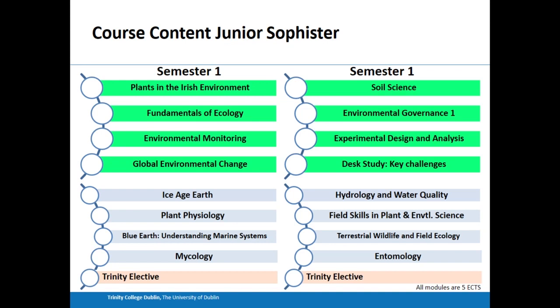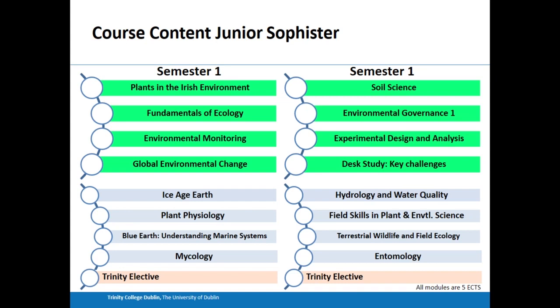I'm not going to talk through all of these modules in detail because you can find the information in the handbook, but what's important to stress is that we cover a range of different topics here, looking at the environmental systems that you will find here in Ireland. The course starts with the Plants in an Irish Environment module, which is a residential field course where we bring the environmental science students together with the botany students on a residential field course to explore some of the environments and the issues surrounding them in Ireland. So we'll look at peat bogs and native woodlands and coastal systems as well.